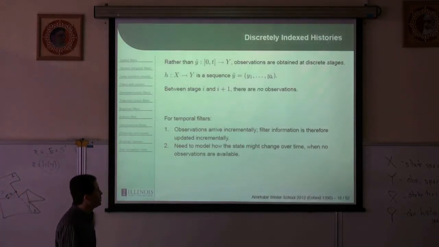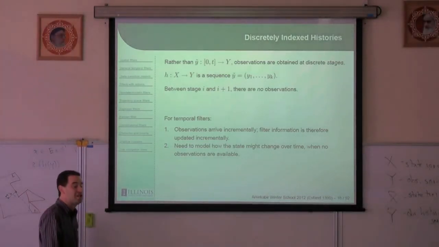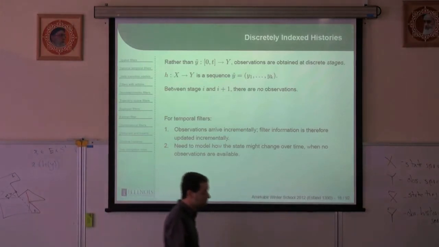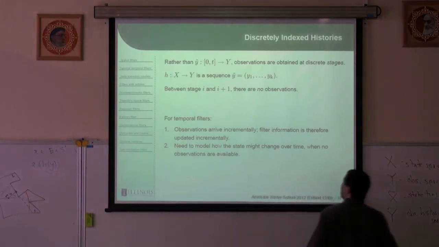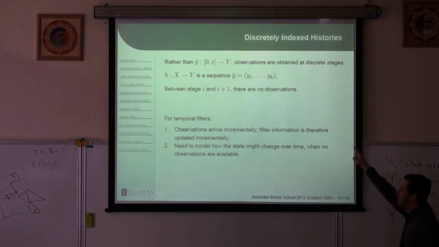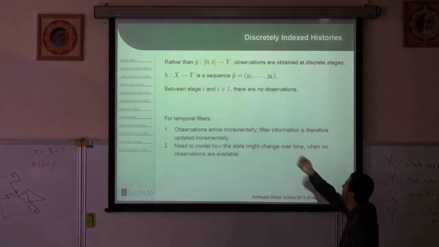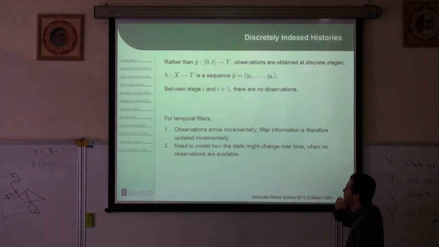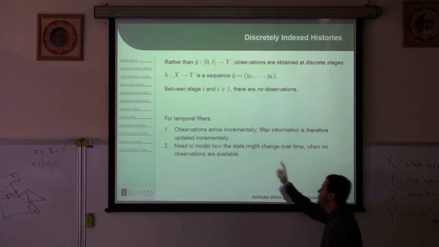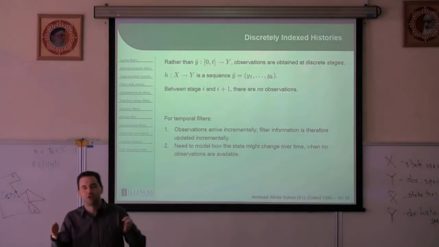Alrighty, so let's talk now about when I get observations at discrete stages. So this is much more common in practice. So rather than having a continuum of observations, which is what happens up at the top there, I instead get a sequence, y1 to yk. So my y tilde now is just a sequence of observations indexed by some I. Here's one of the first problems that we have. Between stage I and stage I plus 1, the sensor makes no observation.